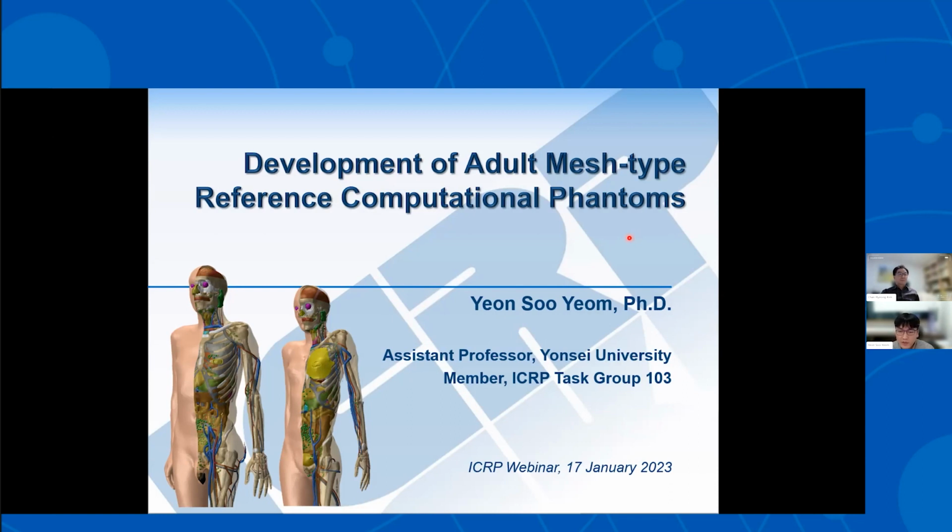So in the previous presentation, Professor Kim clearly explained why we have developed the mesh type reference computational phantoms. So in this presentation, I will explain how we developed adult mesh type reference phantoms with some discussion about the improvement and dosimetry impact against the voxel type reference phantoms.